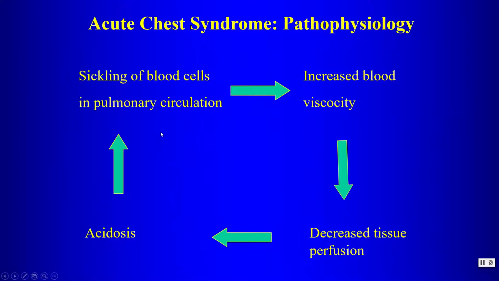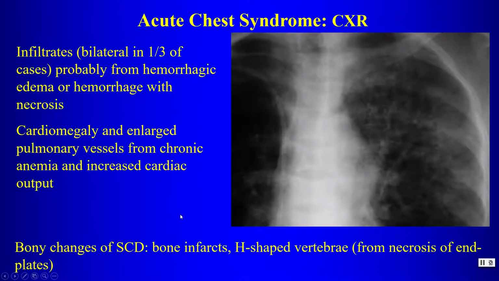So the pathophysiology here is that we can get sickling of blood cells in the pulmonary circulation that causes increased blood viscosity, decreased tissue perfusion, acidosis, which causes more sickling, so you get into this vicious cycle here with acute chest syndrome. So patients may have consolidations from hemorrhagic edema or hemorrhage with necrosis. They may have cardiomegaly as a result of the anemia, but the bony changes of sickle cell, even if you don't get the history, might help you.